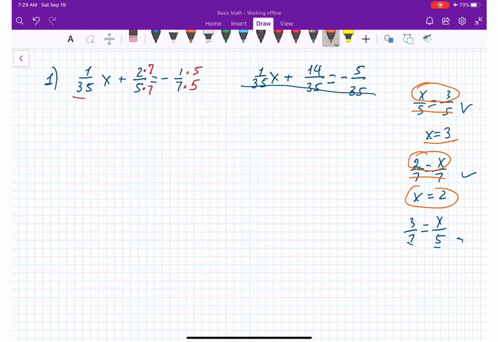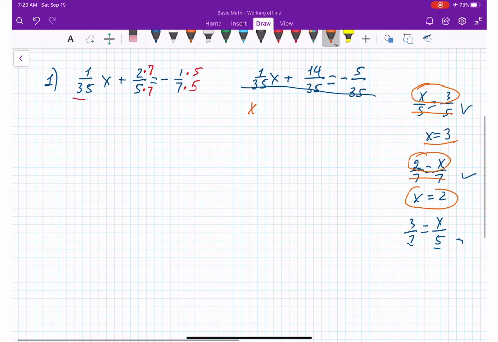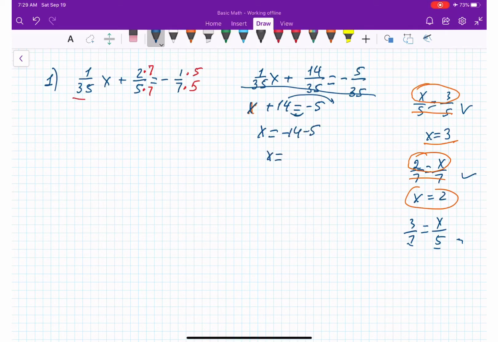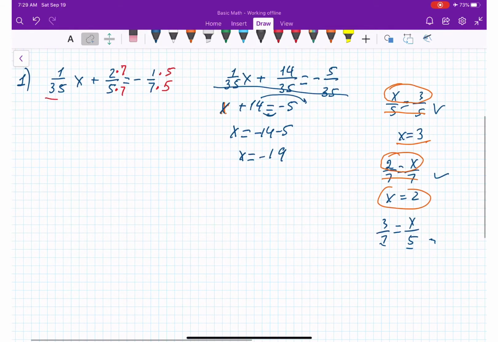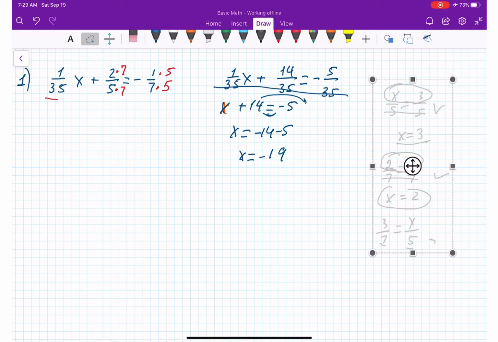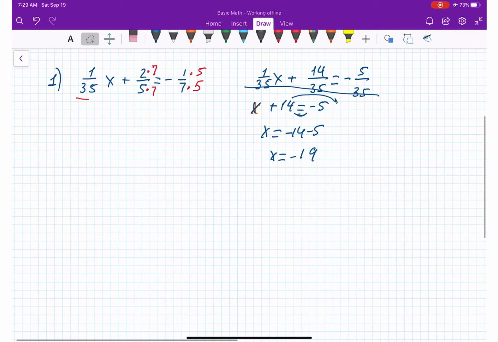So I am bringing to a common denominator. I have 35, 35, 35. Getting rid of this 35 across the equation, I'm going to get x plus 14 equal negative 5. That's it. So x is equal to, this 14 I'm moving over the equal sign, therefore it's going to be negative 14 minus 5. x is equal to negative 19. Pretty easy. So the principle is, from the very beginning we are getting rid of the fraction and solving just a linear equation. Next one.